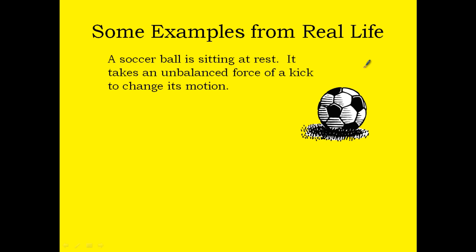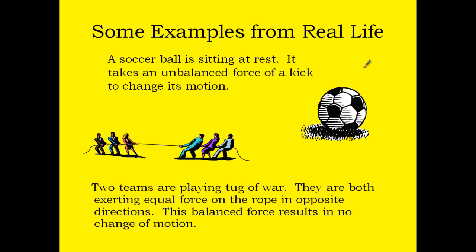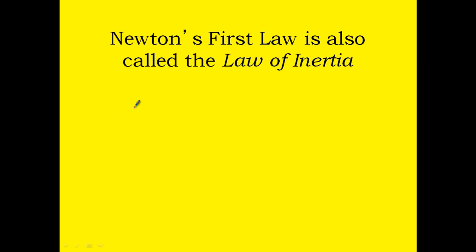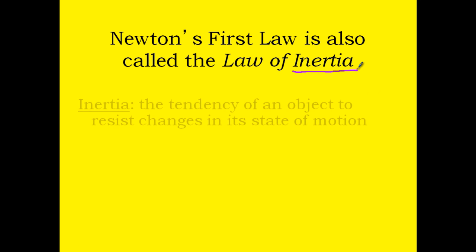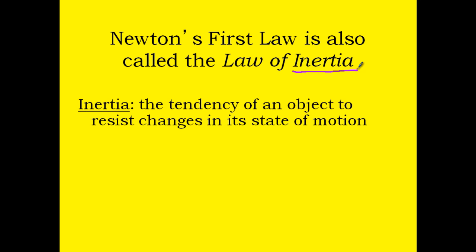Some examples from real life. So, soccer ball sitting on a soccer field. It takes the unbalanced force of a kick for it to move. Some people playing tug of war. They're both exerting equal forces on the rope in opposite directions. So nobody's going to win this one. The little flag that should be here, to signify the winner, isn't going to move because these people are pulling this way with 400 newtons, and these people are pulling this way at 400 newtons. So if there's no unbalanced force, then no motion will be changed. Newton's first law is also called the law of inertia. Very important word. Inertia is the tendency of an object to resist changes in its state of motion.